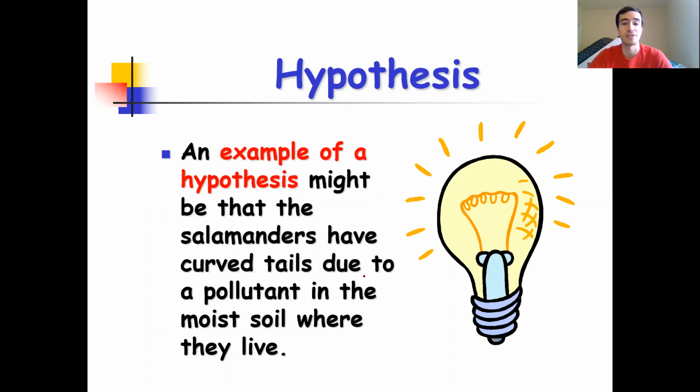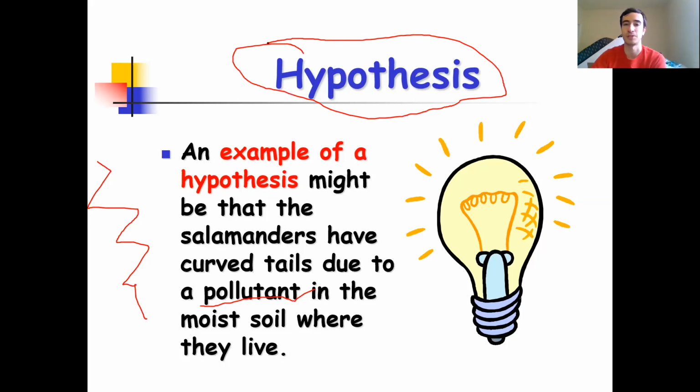So an example of a hypothesis could be that these salamanders that have these weird, curvy, crinkly tails, it's due to pollution. Your guess as to why the salamanders have the weird tails is that there's pollution in their soil, pollution in their water, and that's causing them to grow up with the weird messed up tails. This is a hypothesis. You're guessing or predicting what you think is causing these weird tails. You don't know that for sure. It could be anything in their environment, but your guess, your prediction, your hypothesis is that it is pollution.